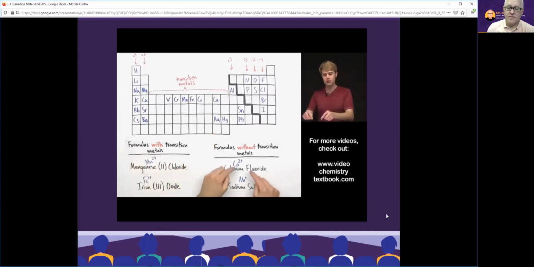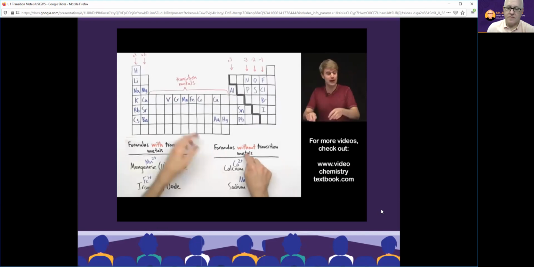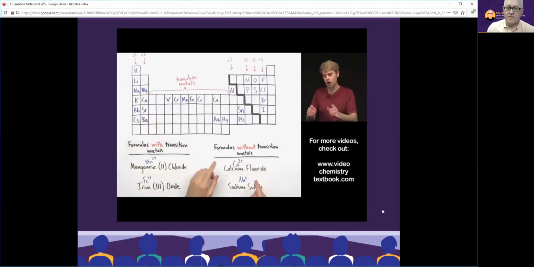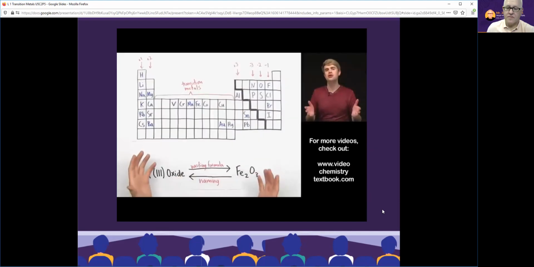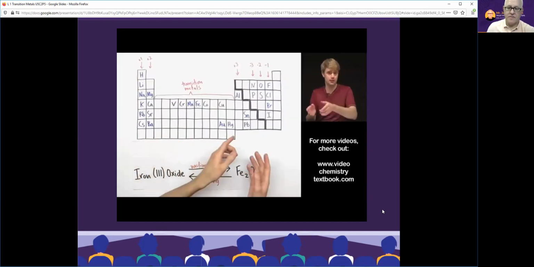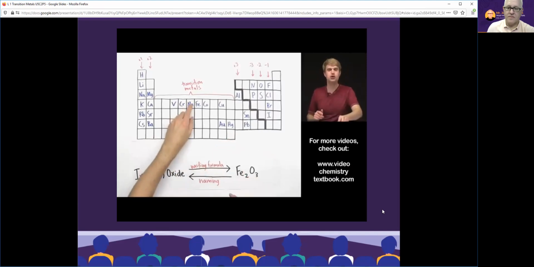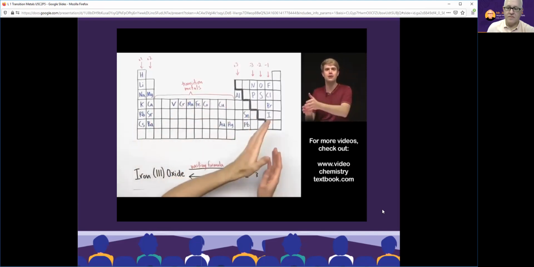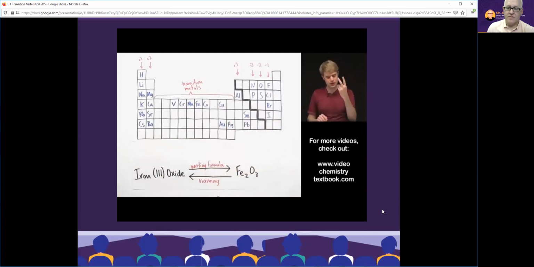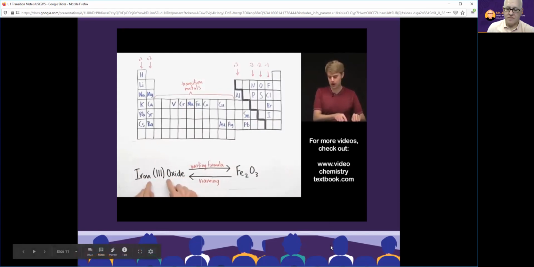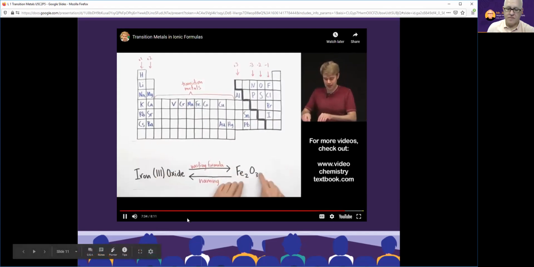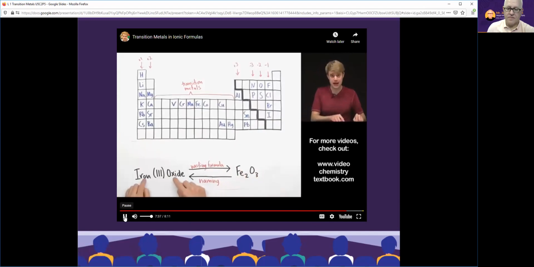So we don't have to use Roman numerals when we write formulas without transition metals. And in fact, it would be wrong to use Roman numerals when you're doing this. So don't put Roman numerals into the formulas unless they have transition metals. So that's an introduction to transition metals in ionic compounds. We saw how one transition metal element can make multiple ions with different charges. In the next 2 videos, we're going to learn how to take the name of a transition metal compound and write a formula for it, and then take a formula and name it.